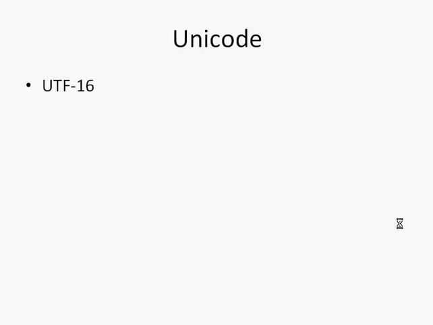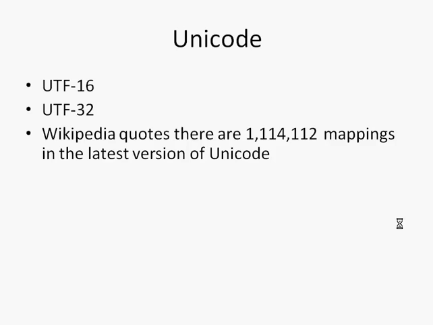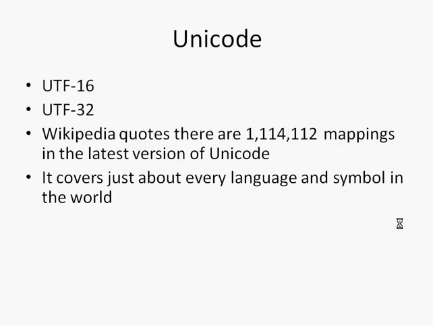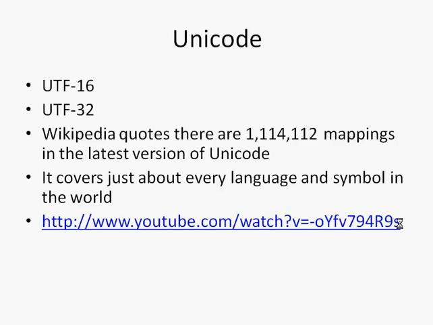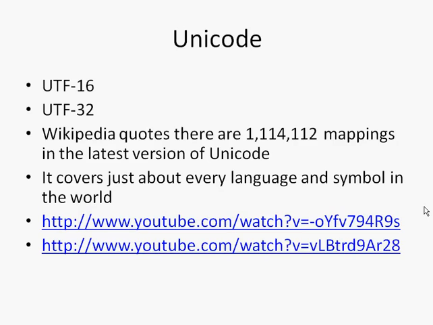As well as there being an 8-bit version, there are also 16-bit and 32-bit versions of Unicode. And Wikipedia quotes that there are over 1 million mappings in the latest version of Unicode, so it covers just about every language and symbol in the world. If you want to know more about the different versions of UTF and how they work, then watch one of these YouTube videos, which are from the user Disalvi on YouTube, so look him up.